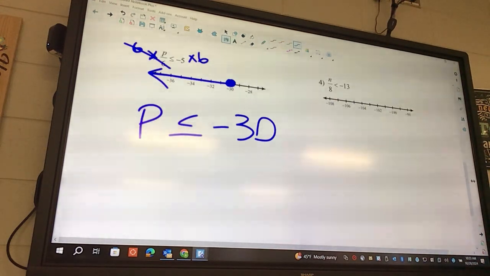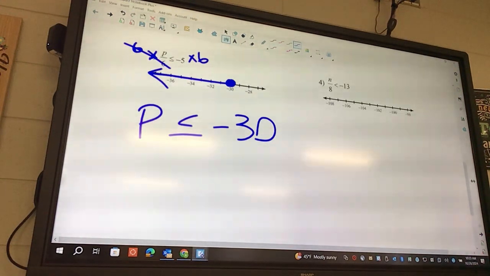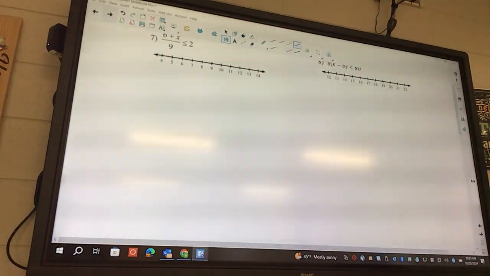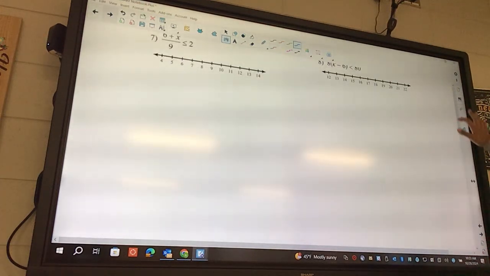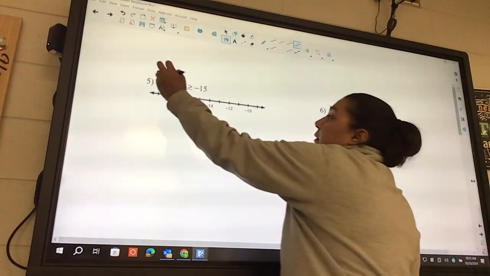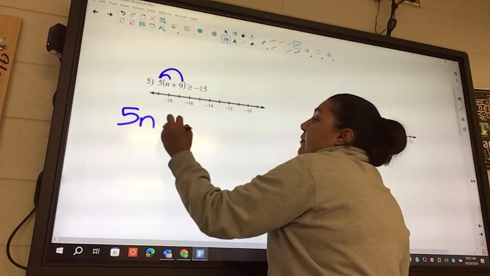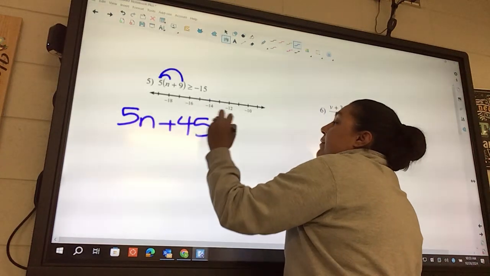Okay, number 5. What needs done first? Minus 45. No. Oh no, multiply. Okay, so we always do the same steps. We check if there's parentheses, we have to do those first. And then we combine, and then we move. Okay, so there is parentheses, so we gotta do those first. So 5 times n, it's gonna be 5n. 5 times 9 is 45.